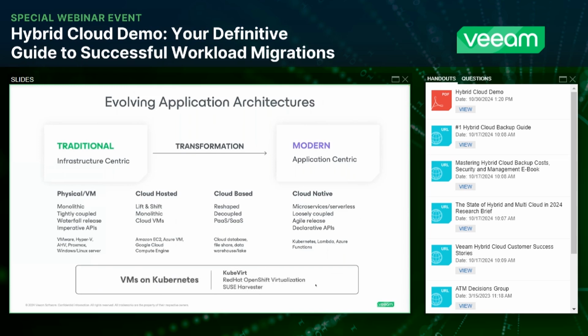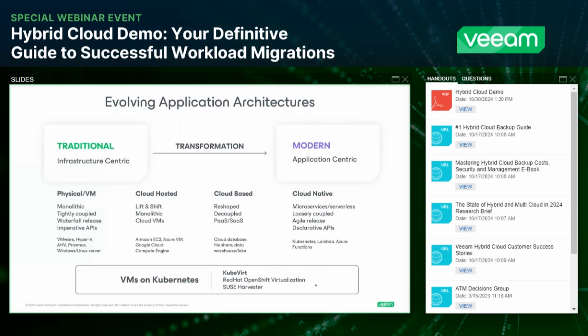And there is another option, which is VMs on Kubernetes. So this is the KubeVirt project. There's a number of options out there like Red Hat OpenShift Virtualization or SUSE Harvester. But again, this is allowing us to run virtual machines within containerized infrastructure. So we can start to, again, take advantage of some of the benefits that application modernization has without fully re-architecting our application. So we've still got those virtual machines as that atomic unit versus the application being the atomic unit.